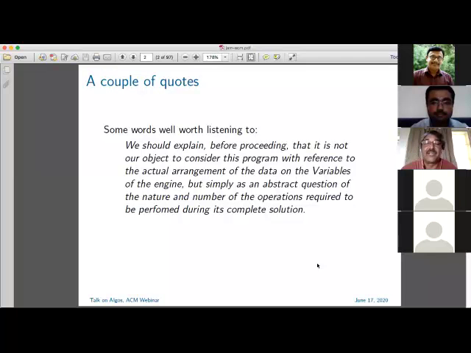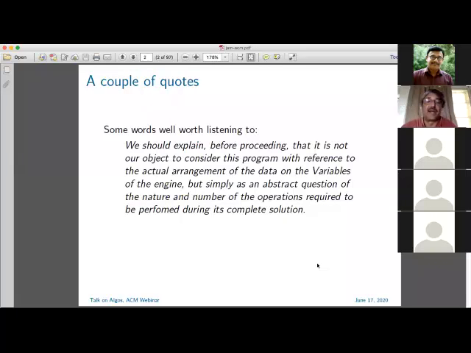It says, "We should explain before proceeding that it is not our object to consider this program with reference to the actual arrangement of the data on the variables of the engine, but simply as an abstract question of the nature and number of the operations required to be performed during its complete solution." Somebody has written this. From the English, you can make out that it's kind of an old way of writing. But somebody is talking about a program and data and so on.